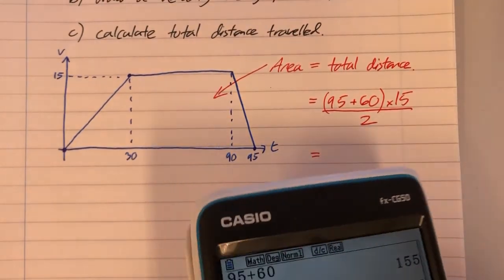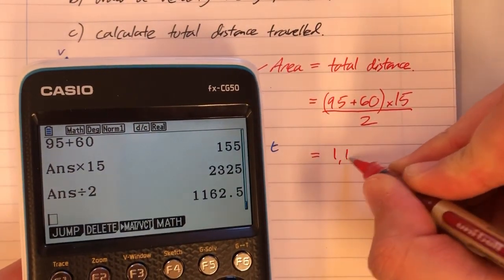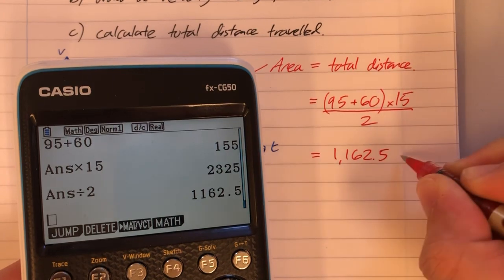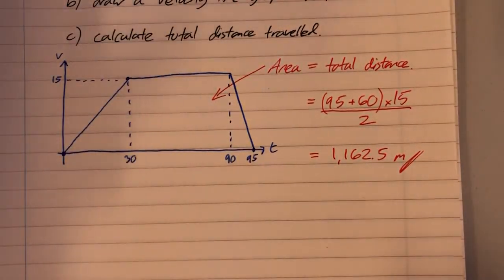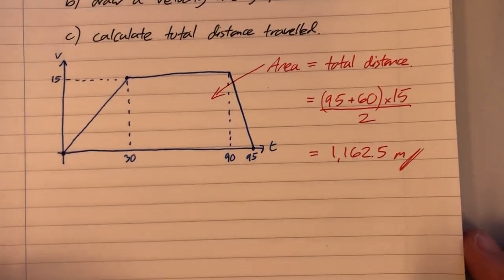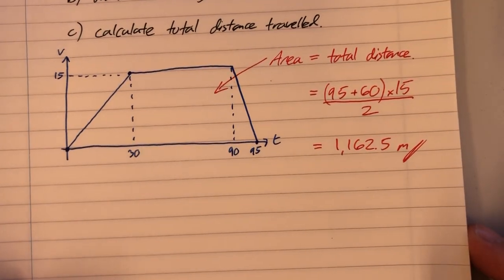So the total distance travelled is 1,162.5 metres, or 1.2 kilometres to the nearest 1 dp. Okay.